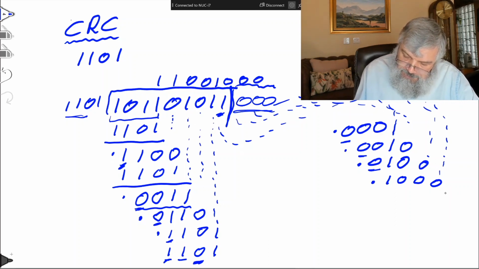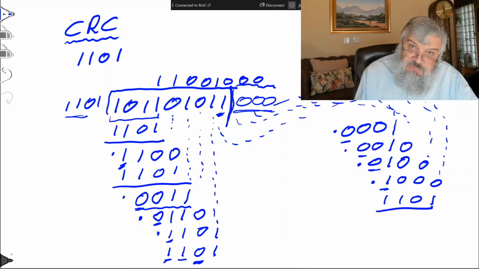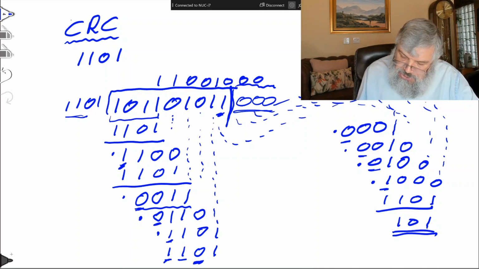Looking at the final value, we have a 1, so the answer is yes, we can subtract it. So 1, 1, 0, 1 to be subtracted from that value will give us a 1, a 0, and a 1. And we don't have any further bits to bring down, so that is the remainder that we are stuck with. That is the CRC that we calculated out of this entire process.